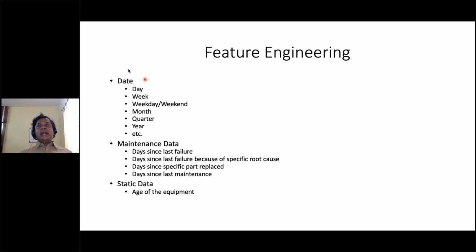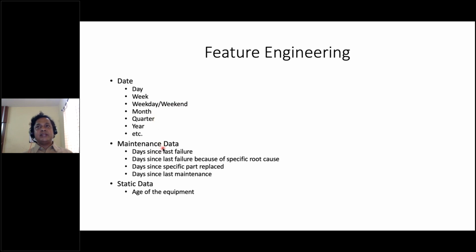Then the date itself could be a good way to build features. From a date, I can find out the day of the month, the day of the year, the week of the year, whether it's a weekend or weekday, the month, the quarter, etc. That gives a sense of time to the algorithm.